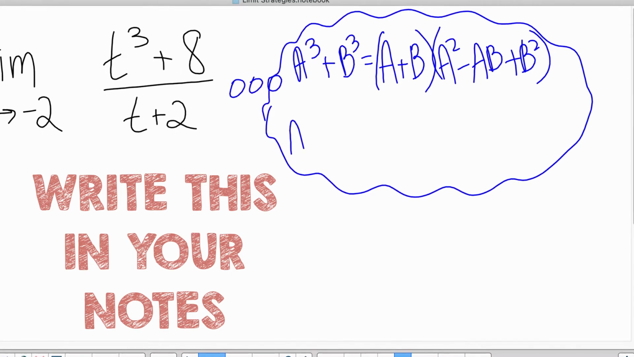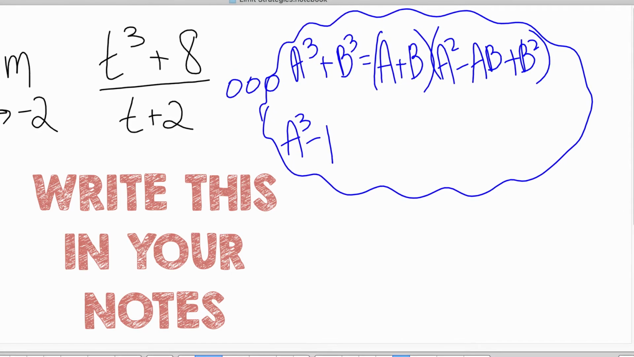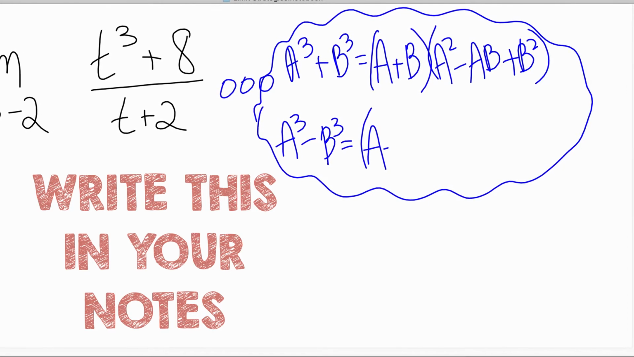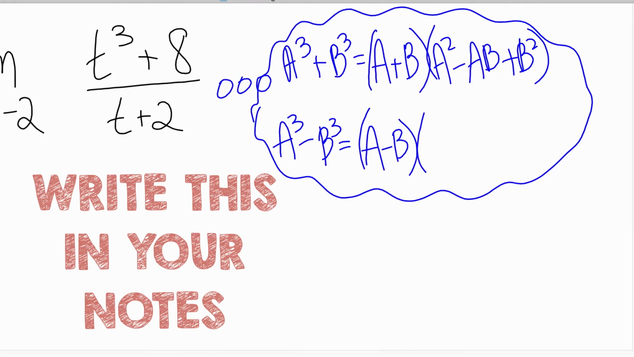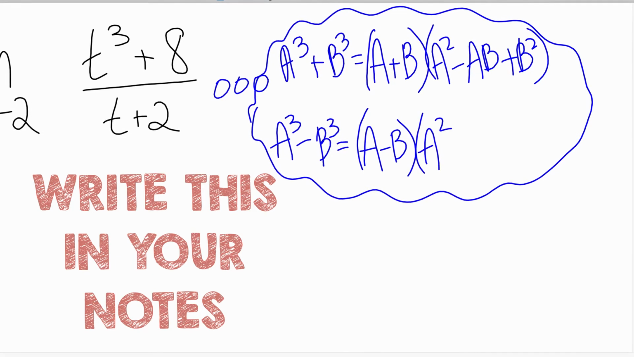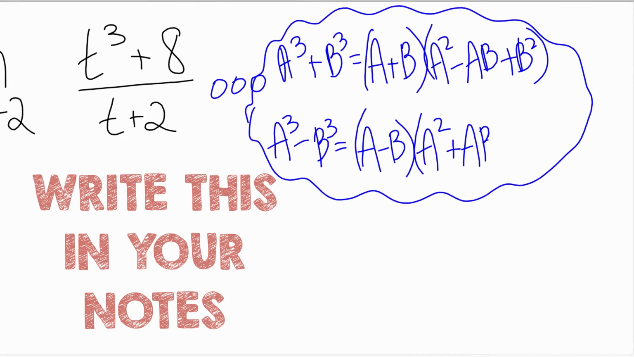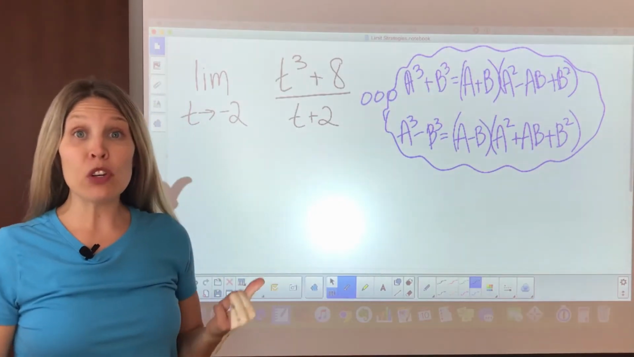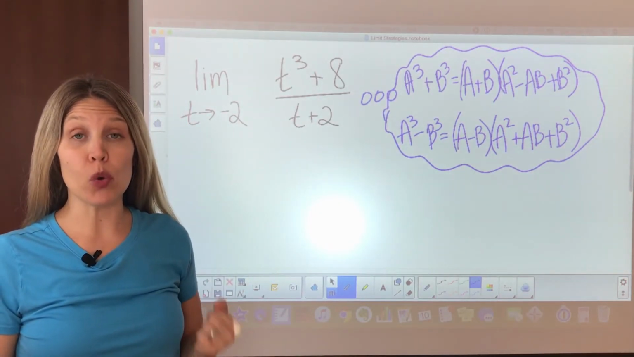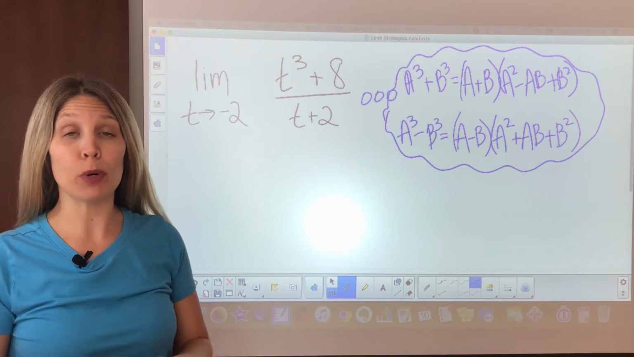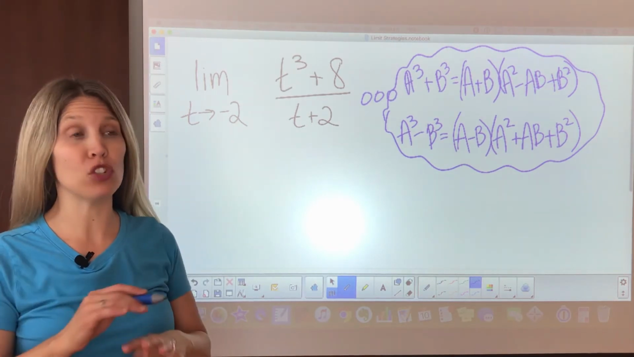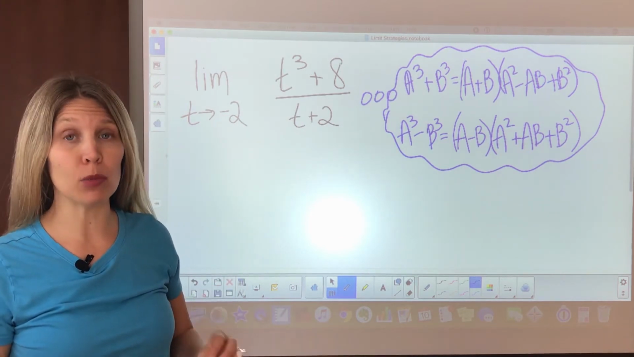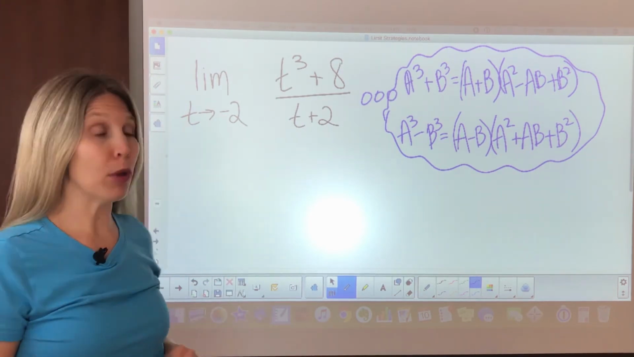If you have a cubed minus b cubed, that is rewritten as a minus b, a squared plus ab plus b squared. If you don't have this already written down in your notes, make sure you write it down. Put it on a special sheet of paper that is your math go-to cheat sheet so you have these factors readily available. We're going to use this for this problem.